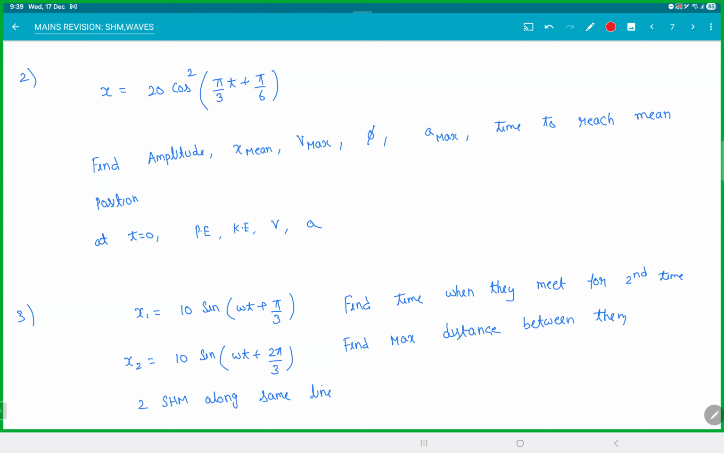20 is not the amplitude. What is your general equation? In case you forgot, your general equation is x minus x mean equals a sin(omega t plus phi). This is your general equation for SHM. You have to convert this into this form, and then your job's done.